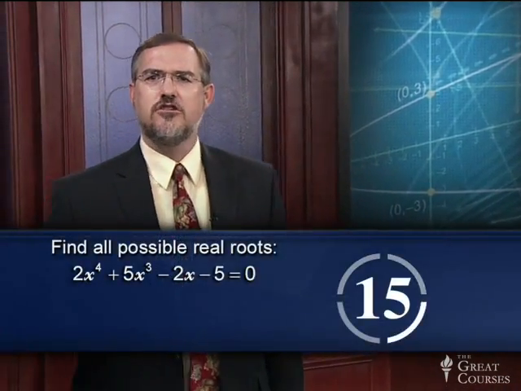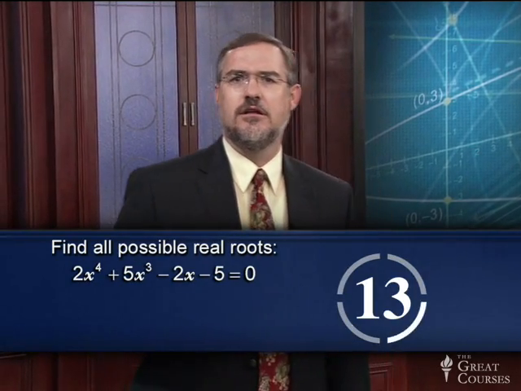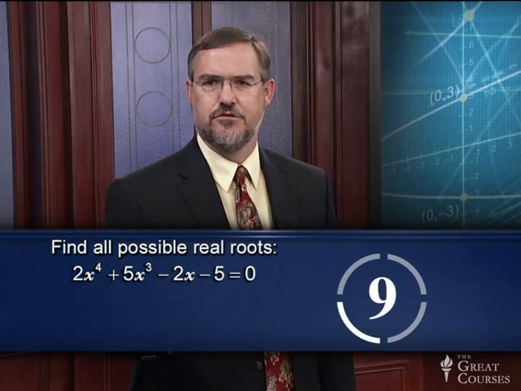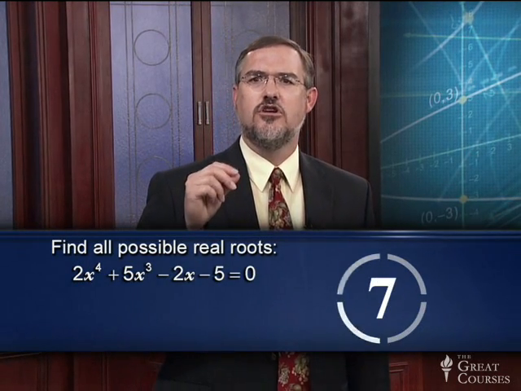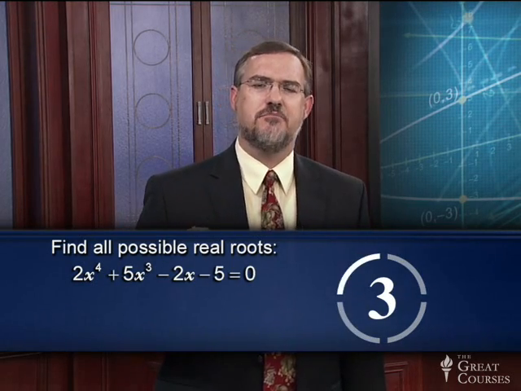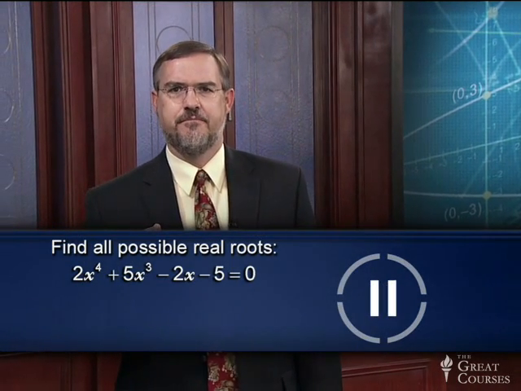Now, let's look at another example. I'm going to suggest you try this one first on your own, and then we'll check back together to see how you did. Determine the number of possible positive roots and the number of possible negative roots for the equation 2x to the 4th plus 5x cubed minus 2x minus 5 equals 0.